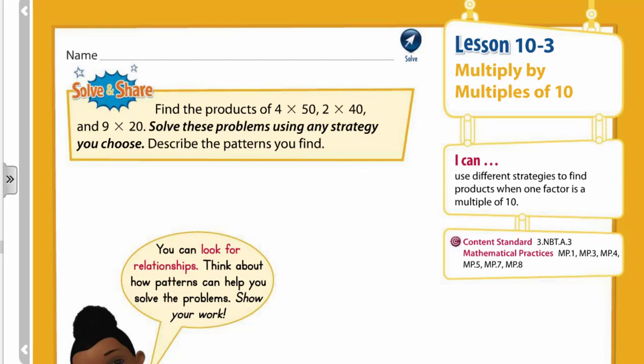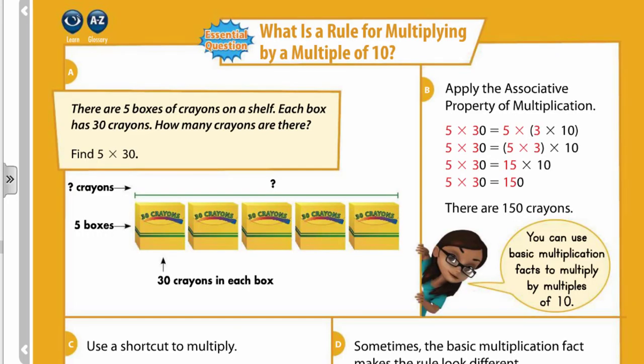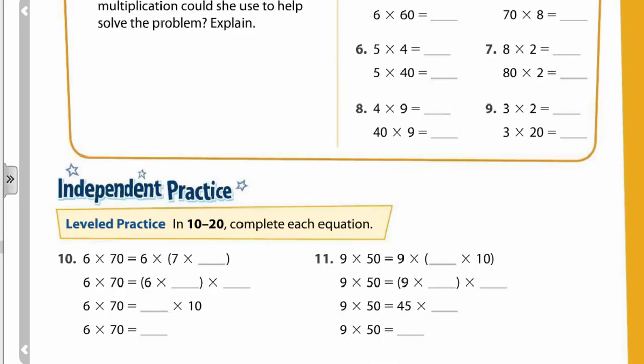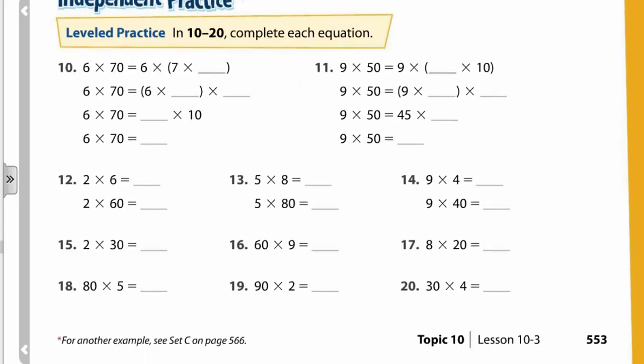Today, my heroes, we will continue with the third lesson in topic 10, multiply by multiples of 10. In this lesson, we are solving questions like these, and as you know, the main purpose here is to multiply by multiples of 10, like 6 multiplied by 70, 9 times 50. So 70 and 50 are multiples of 10.